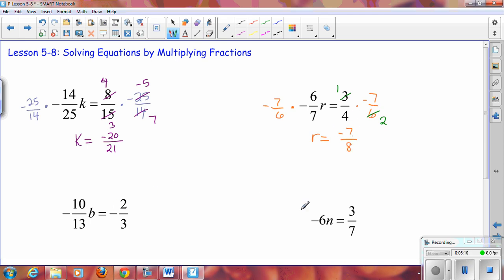I would like for you to try the next two by yourself, which means you need to press pause, then work them out, then press play again to see how you did.